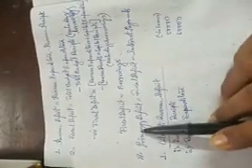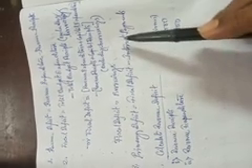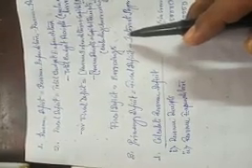And the last one is primary deficit. What is the formula of primary deficit? We will find the value of fiscal deficit, then we will subtract interest payment. We will subtract interest payment from fiscal deficit. Okay, so here I am taking an example.